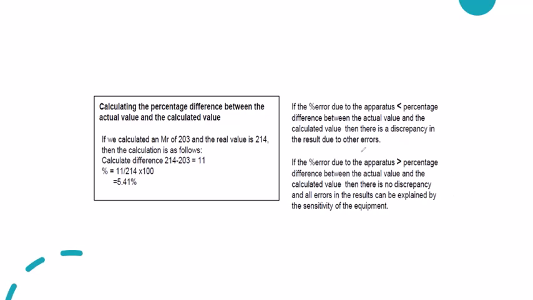But if the percentage error due to the apparatus is more than the percentage difference, it means all errors are due to the equipment. So using this percentage error and percentage difference, you can work out whether the wrong result is due to apparatus or due to other factors. Is it clear?